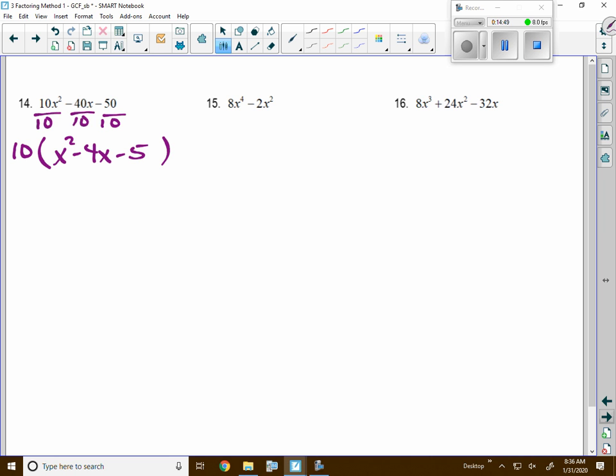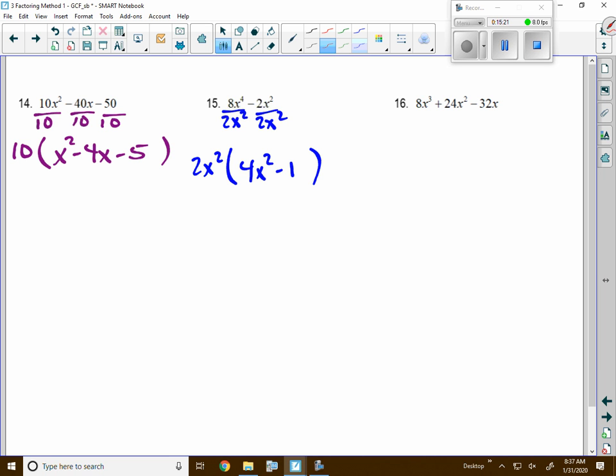All right, what's our GCF at number 15? 2. Which variable? X squared. 2x squared. So we would be left with 4x squared minus 1 on that one. Again, be really careful of that minus 1. You want to make sure you write that in. Just because everything divides out doesn't mean you leave it blank there.